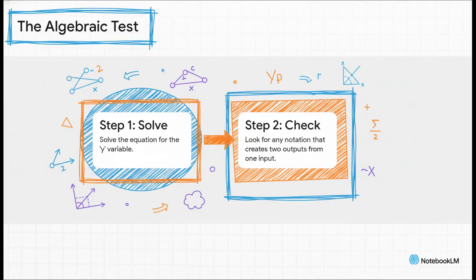All right, but what if you just have an equation? How do you test it? It's actually a pretty straightforward two-step test. Step 1, you've got to solve the equation for y. Get y all by itself on one side. Step 2, you hunt for a very specific red flag, a little symbol that just screams, I'm not a function.